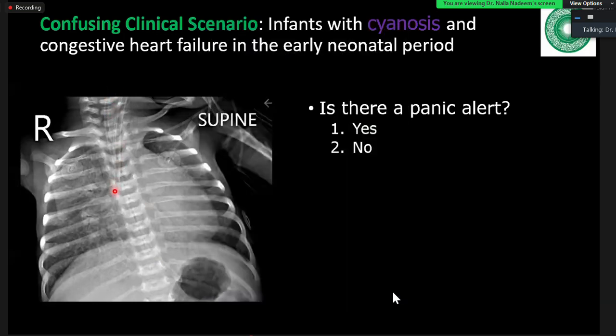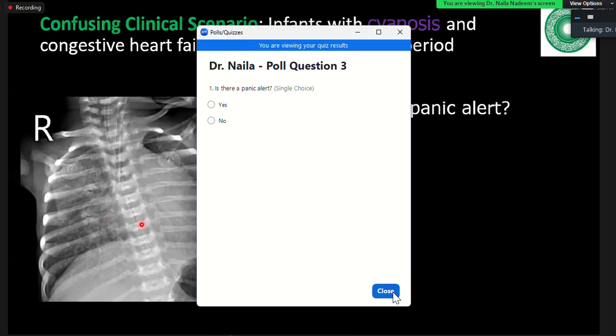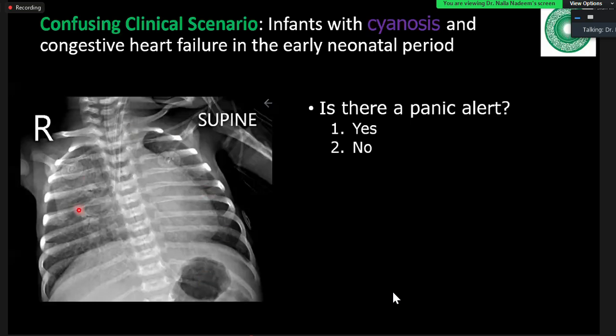Endotracheal tube tip is in the right main bronchus, which is resulting in collapse of the left lung. The patient definitely has a decompensating heart. So if not known, this itself is a panic alert because the baby is developing pulmonary edema and the heart is decompensating.